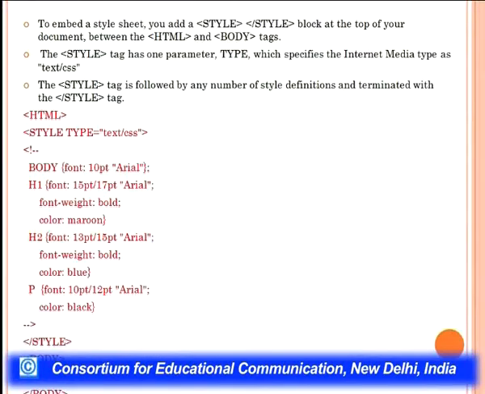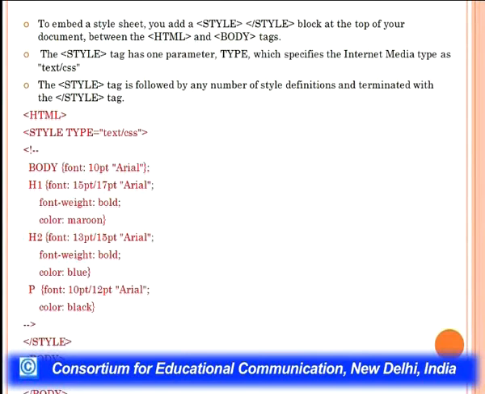So in order to embed a style sheet, you add a style and /style block at the top of your document between the HTML and the body. So style is always defined outside the body and within the HTML tags. So it has one parameter, that is type, which specifies the internet media type, and you generally define this as text/CSS. Then the style tag is followed by any number of style definitions and terminated with again a /style tag.